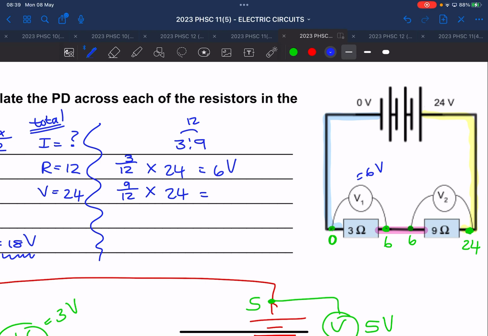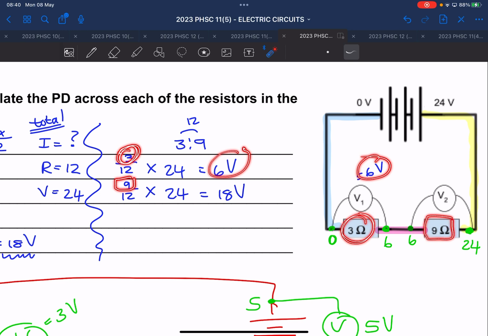It's the same question. All right, so what does that mean? Through the 3 ohm resistor, the volts is 6. And through the 9 ohm resistor, the volts is 18. Okay.